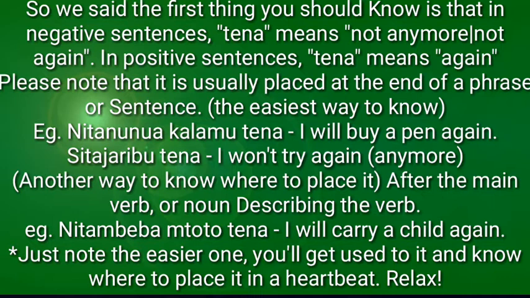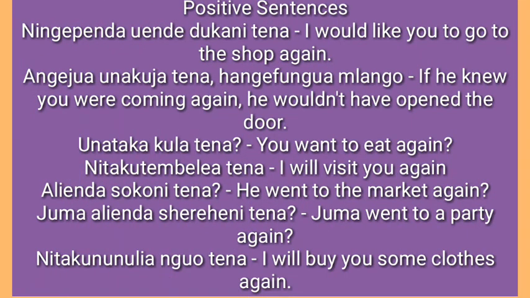Nitanunua kalamu tena. I will buy a pen again. Another example, sitajaribu tena. I won't try again, or I won't try anymore. Why? Because it is negative. You have the word si. Sitajaribu, negative. Nitanunua, positive. So another way to know where to place it is after the main verb or after describing the verb, but you will know that after you mature in Swahili. For now, just know it should be placed at the end of a phrase or a sentence.